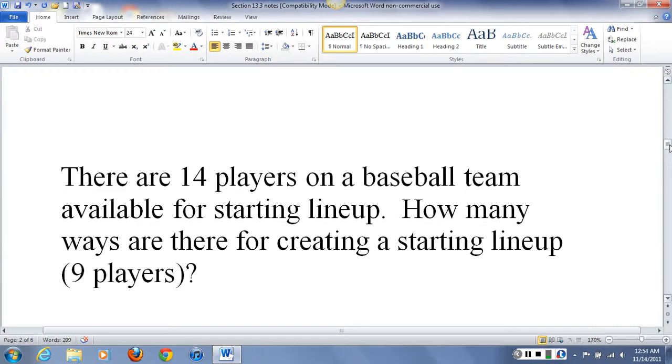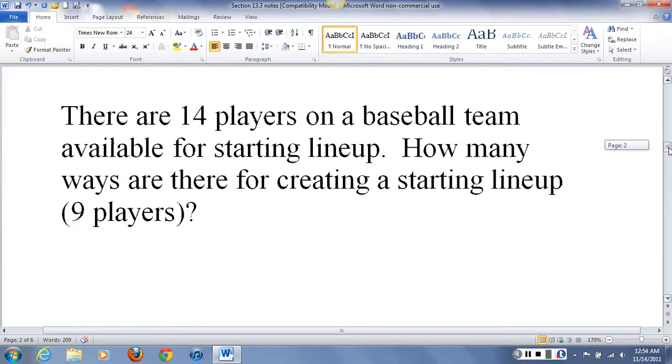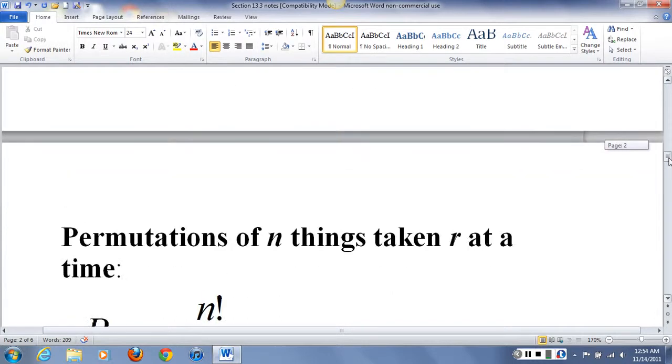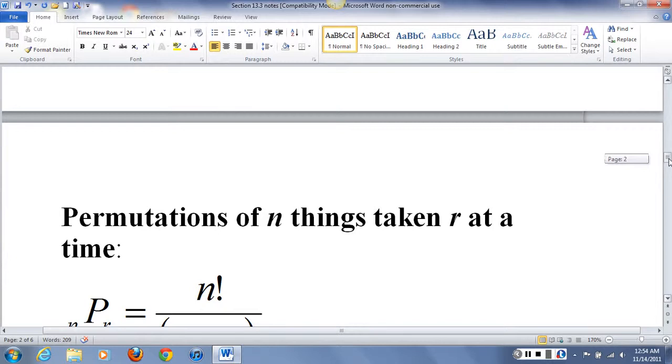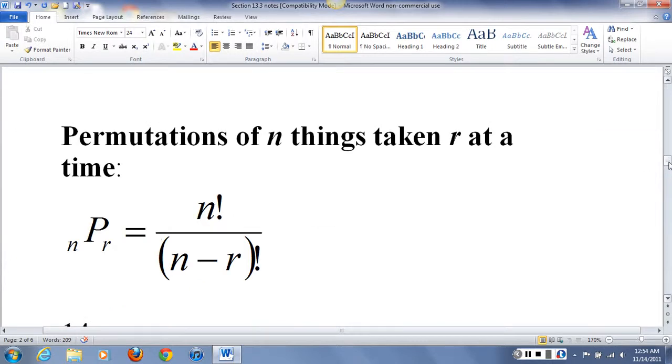So if there are 14 players on a baseball team available for a starting lineup, how many ways are there for creating a starting lineup of 9 players? This is where we use our permutations. So we say permutations of n things taken r at a time.